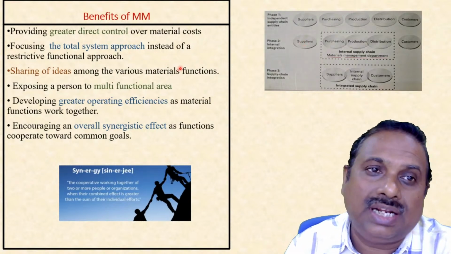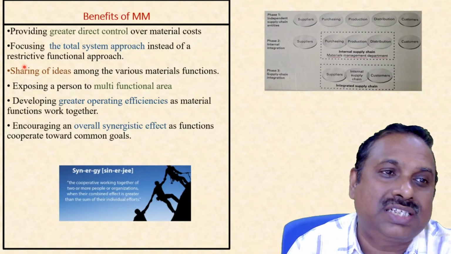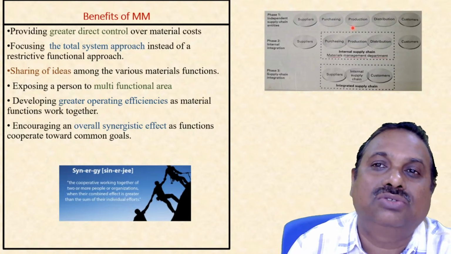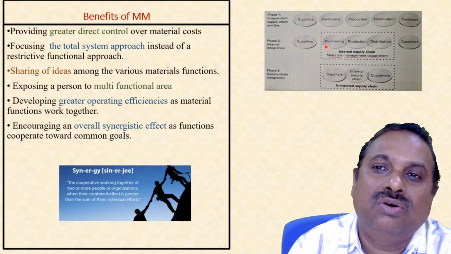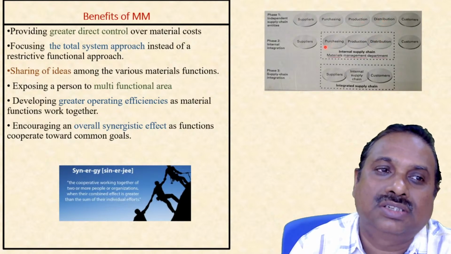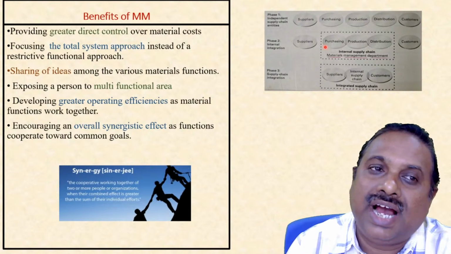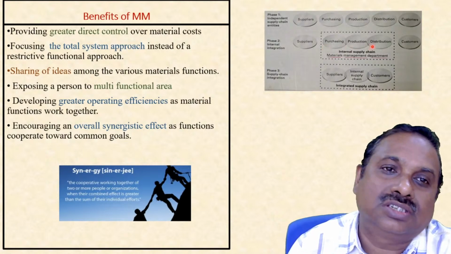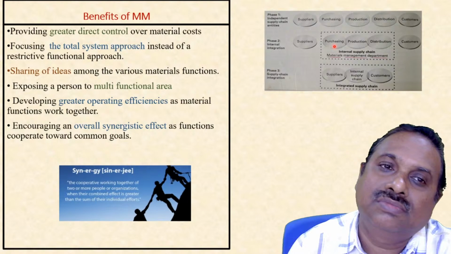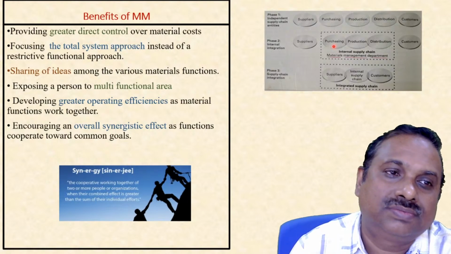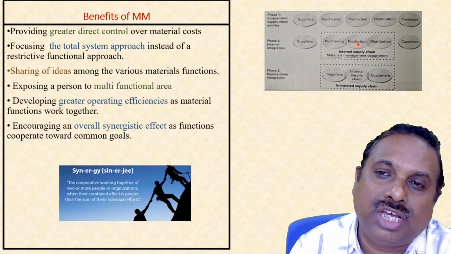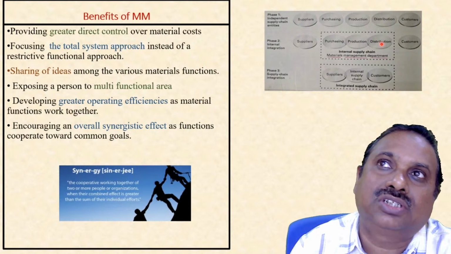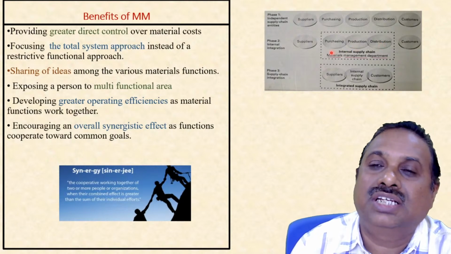Focusing on the total system approach instead of a restrictive functional approach. As we have seen, these functions were separate. Now we club these functions together. Sharing ideas among the various materials functions. So they form a team, they can share ideas. Exposing a person to multifunctional areas. A production person is also exposed to purchasing and distribution. So he can have a say, he can suggest something.